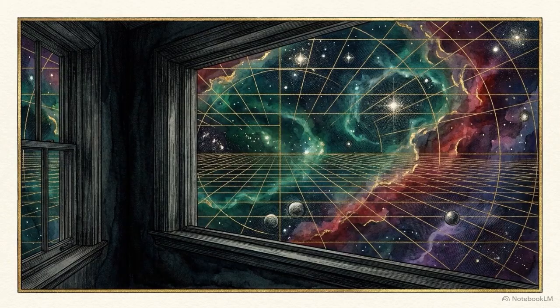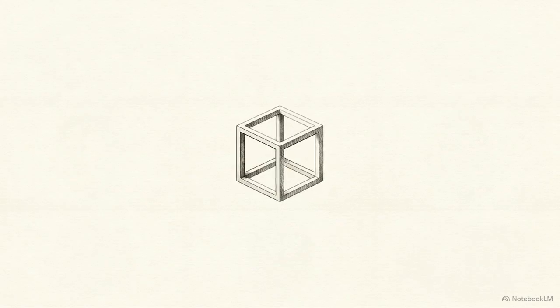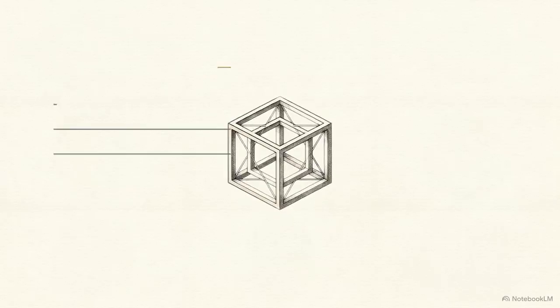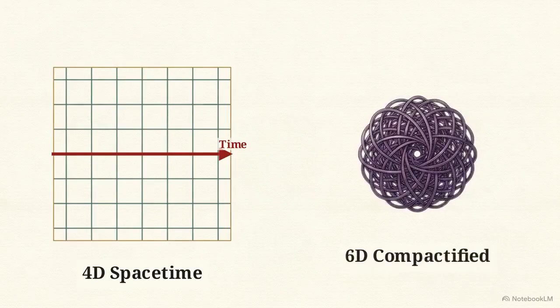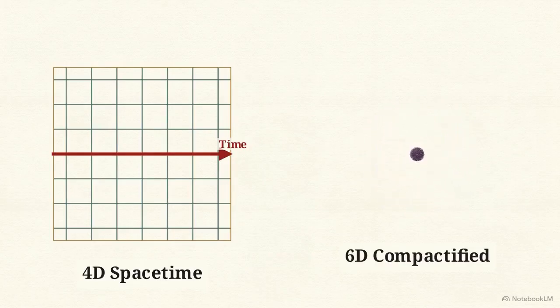Step away from the kitchen table and look at the absolute limits of theoretical physics. To mathematically explain our universe, string theory relies on the existence of 10 dimensions. 4 of those make up the space-time we experience, leaving an extra 6 dimensions folded up and hidden away.